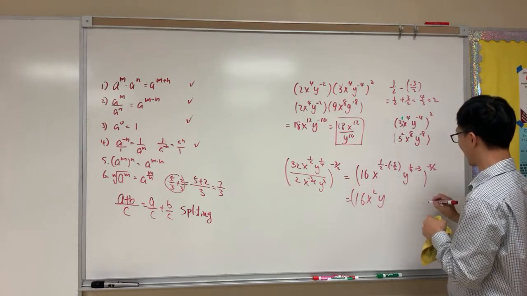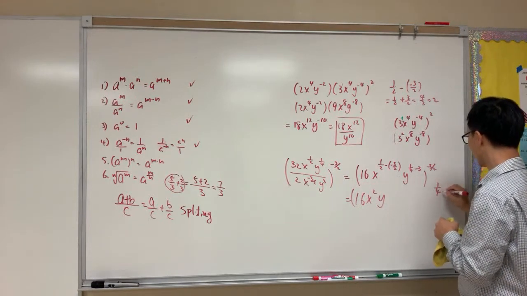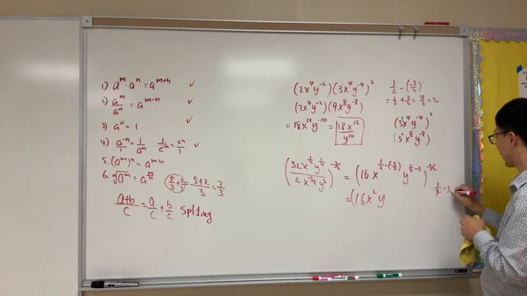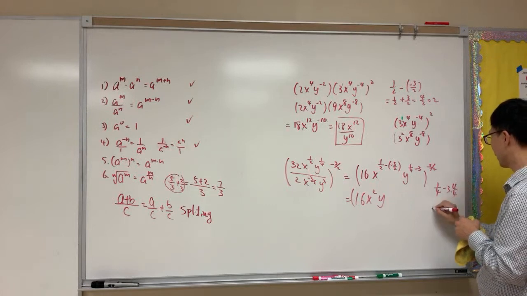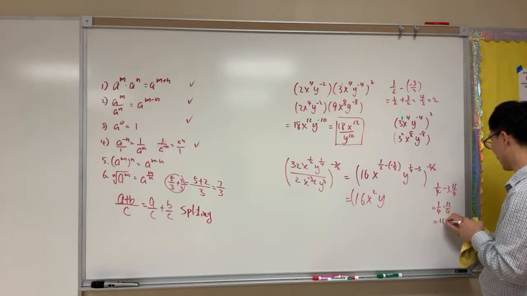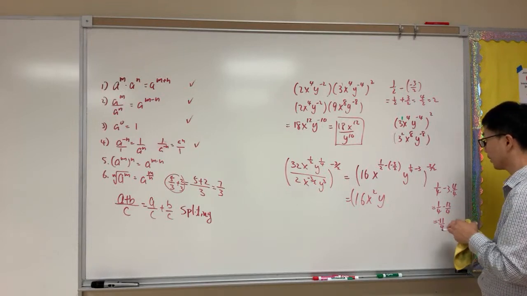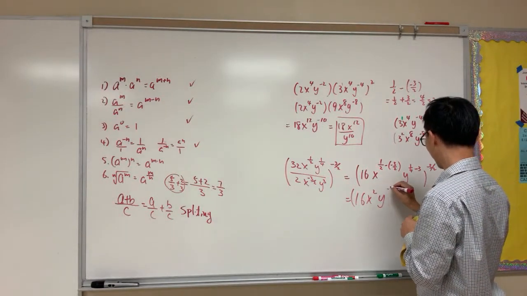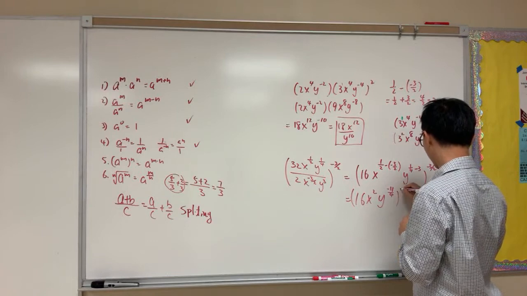So I'm going to do 1/4 minus 3. I need a common denominator, so I need to multiply by 4 over 4. So that'd be 1 over 4 minus 12 over 4. That's equal to negative 11 over 4. So it'll be negative 11 over 4. And then that's to the negative 3 over 2.